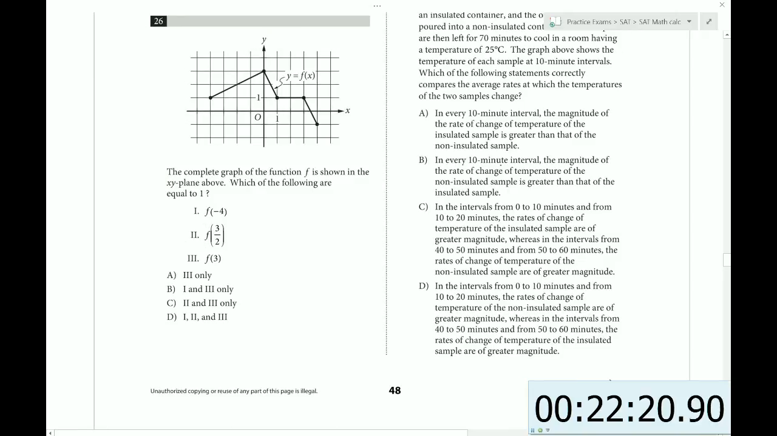All right, the complete graph of the function f is shown in the xy plane above. Which of the following are equal to 1? Okay, f of negative 4, so that's the value of the function at negative 4. So 1, 2, 3, 4. The value is at a height of 1, so that's good. f of 3, that'd be over 1, 2, 3. That height is also at 1. And f of 3 halves, which is 1.5. At 1.5, the value of the function is at a height of 1. So I would say all 3.